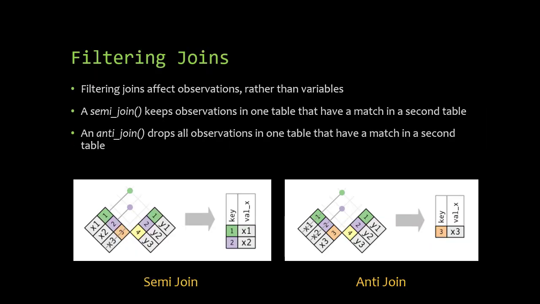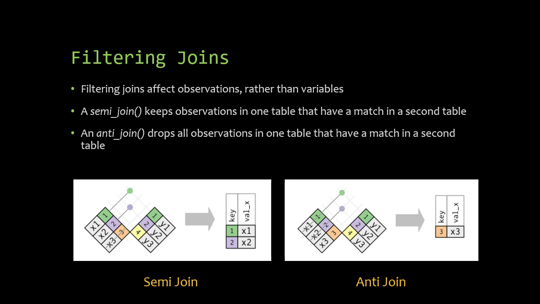Now let's talk about filtering joins. In the joins we've seen so far, what we're interested in doing is putting together variables. But with filtering joins, what we're doing is affecting observations rather than variables. And there's two kinds of filtering joins that we'll look at: a semi-join and an anti-join.